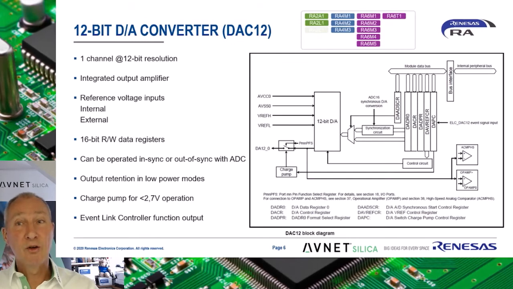The 12-bit DAC converter converts discrete time digital amplitude signals into a continuous time continuous signal. The DAC12 also features an integrated output current amplifier that can be used to drive external loads with high enough current. Additionally, the DAC12 can be configured to operate in sync or out of sync with the ADC. This capability can be used to control the timing of inrush current generated by the DAC and to prevent degradation of the ADC conversion accuracy due to interference.